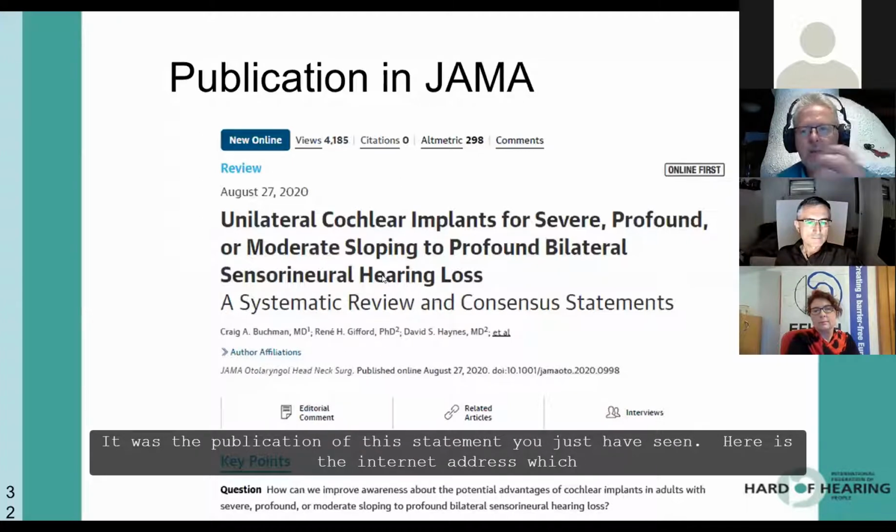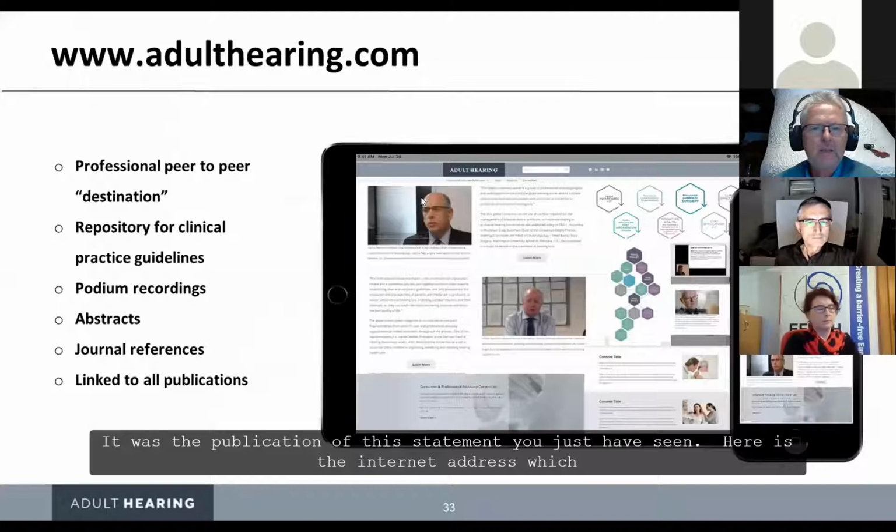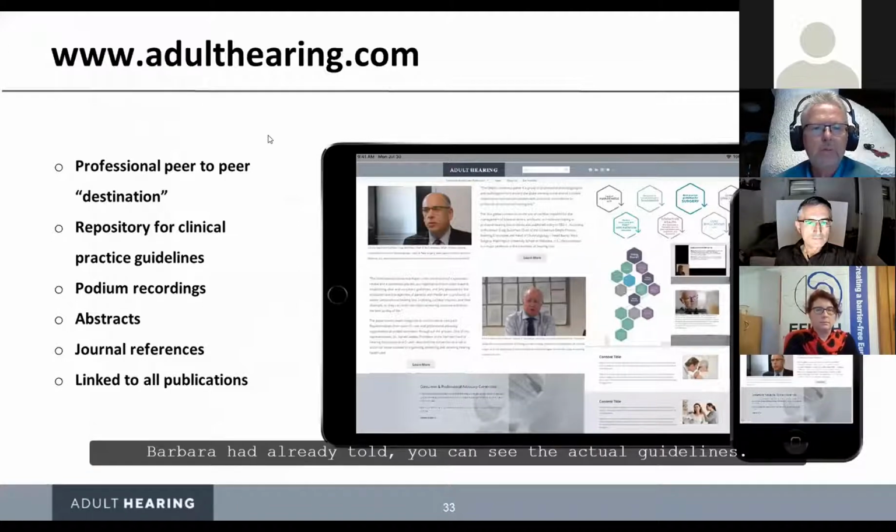And that was the publication of these statements you just have seen. And here's the internet address, which Barbara already told. You can see the actual guidelines.